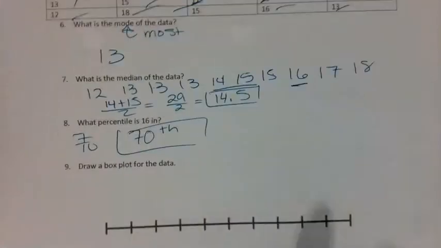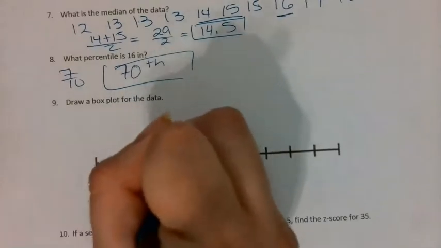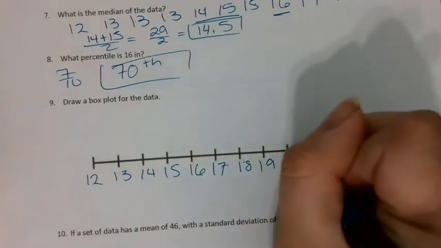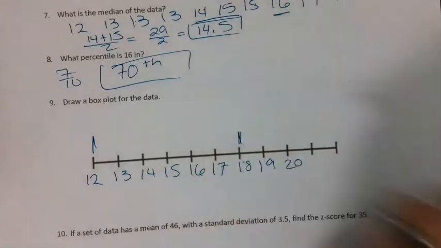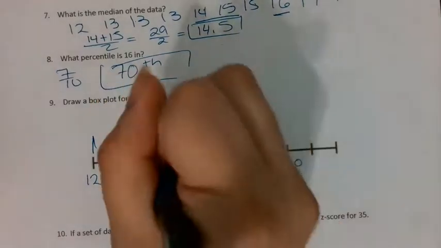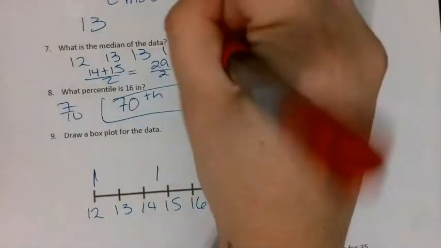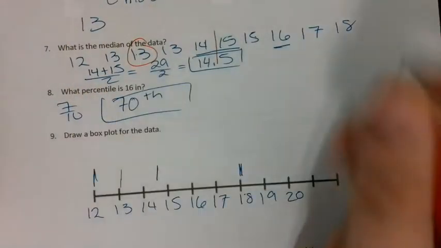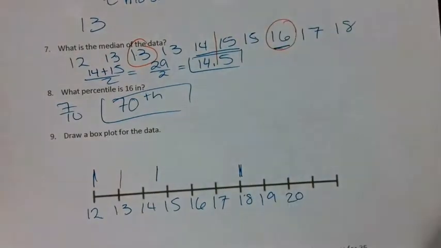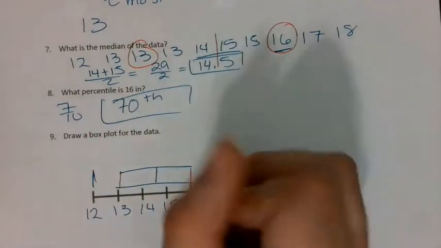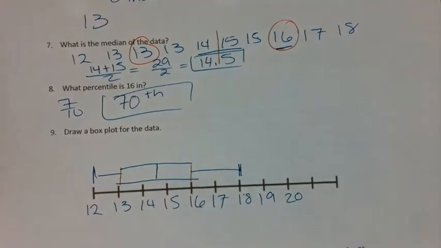Okay, I draw my box plot for the data. I think if I start at 12 it works. 13, 14, 15, 16. Yep, works fine. So my end values are 12 and 18. I know my median is 14 and a half, and I have to find my first and third quartiles. So my median's right here. I want to find the middle of those numbers, which is 13. And I want to find the middle of these numbers, which is 16. Okay. Then what I do is the 3 middle bars become a rectangle, and the outer 2 get whiskers.